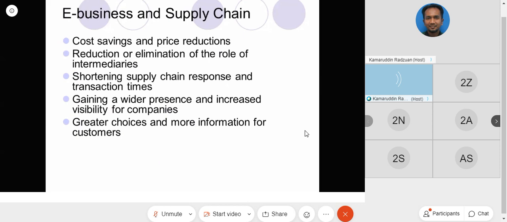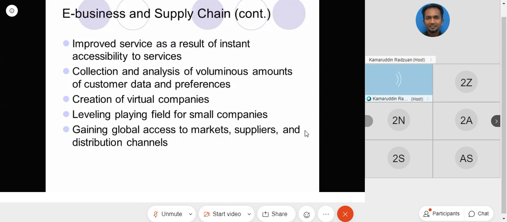So here is another benefit of doing e-business for the supply chain members, where we have cost saving and price reduction from the elimination of the role of intermediaries, shortening supply chain response and transaction time, gaining a wider presence and increased visibility for the companies, and greater choice and more information for the customers.